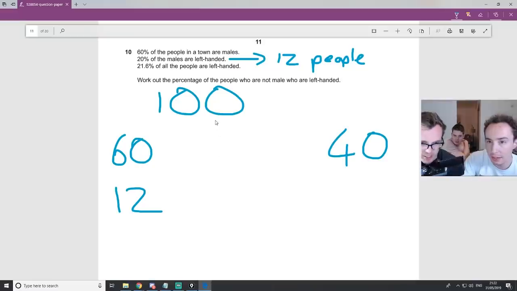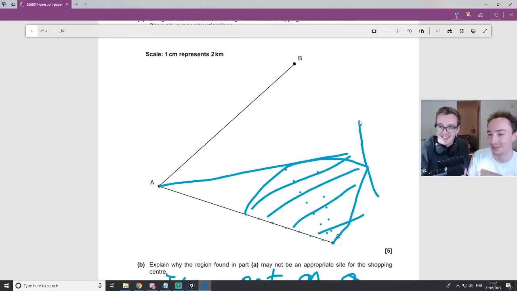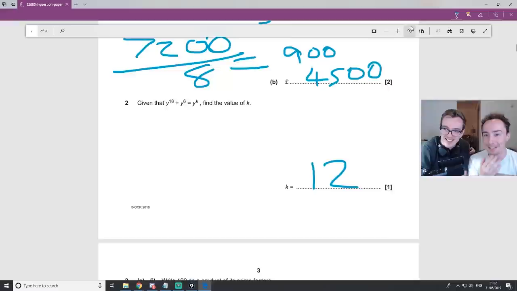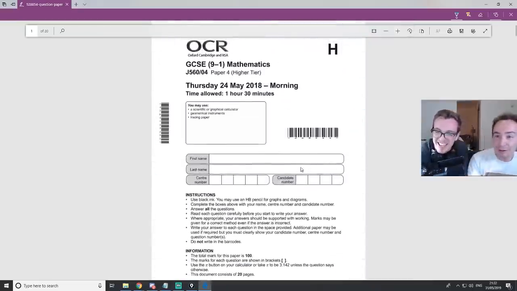What was the time limit on this paper? Should we have a look? No. They weren't getting drunk at the same time. It's not important. Oh, no. No. What are you doing? You just ruined our graph. Whoops. You ruined our graph. 1 hour, 30 minutes. How long have we been doing this for?